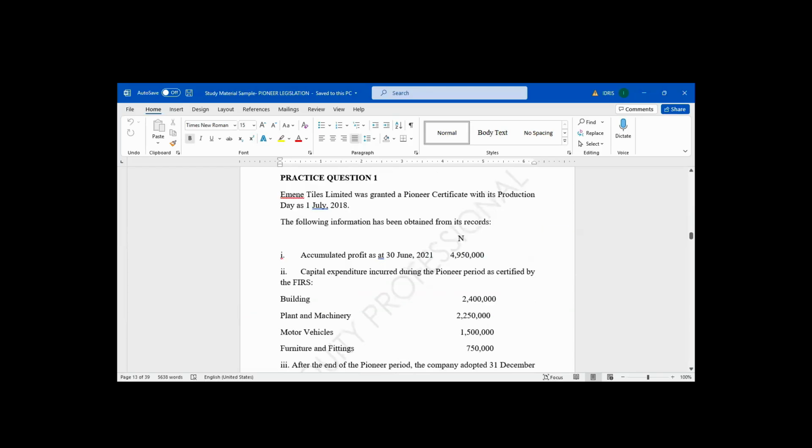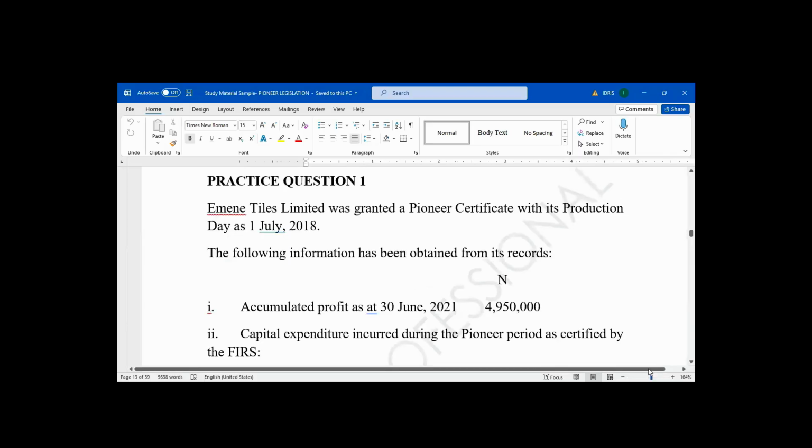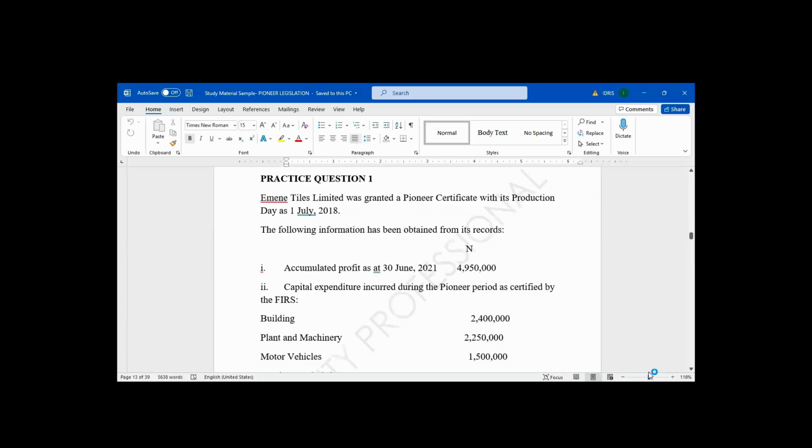So what we have left, my people, is for us to solve a question. So we start with practice question one. We start by solving this practice question one, which is called Tiles. So somebody can help us to read the question.